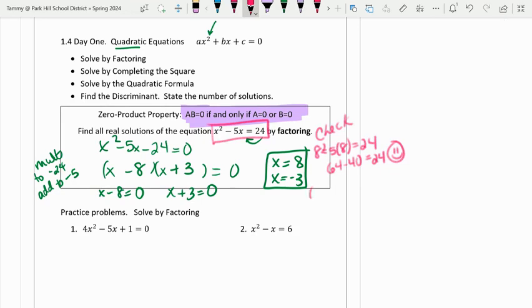The second one has to check too. So if I have negative 3 quantity squared minus 5 times negative 3, does that equal 24? So negative 3 quantity squared is positive 9. This is positive 15, and that also equals 24.